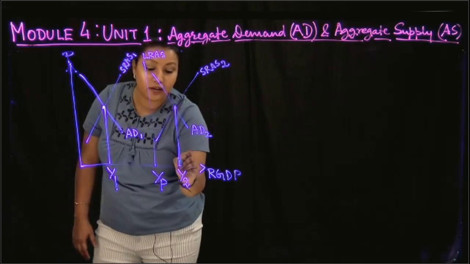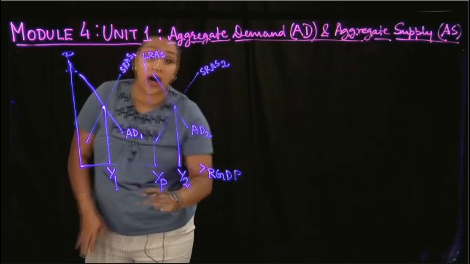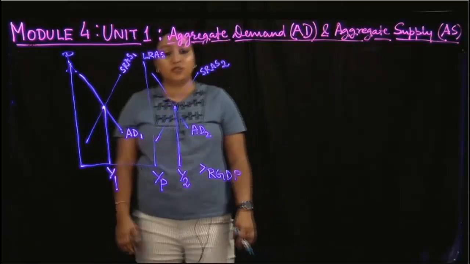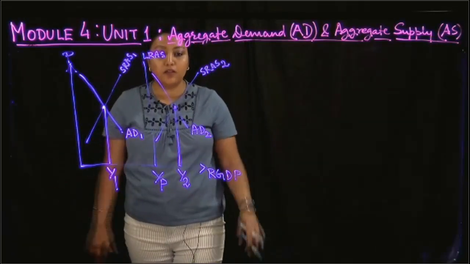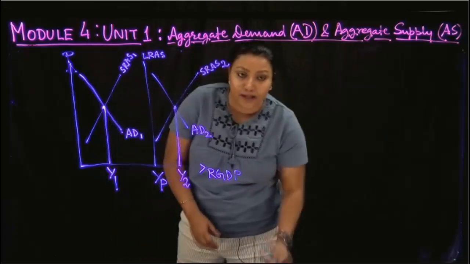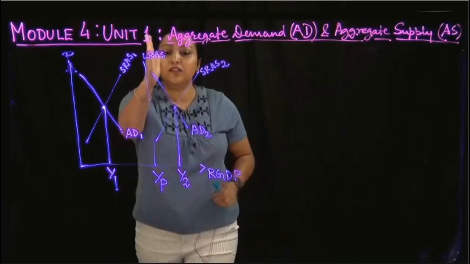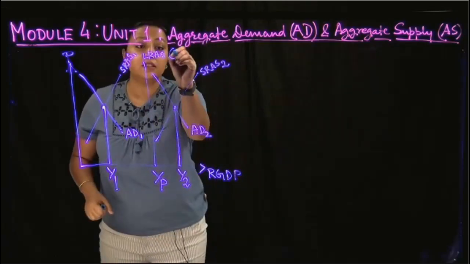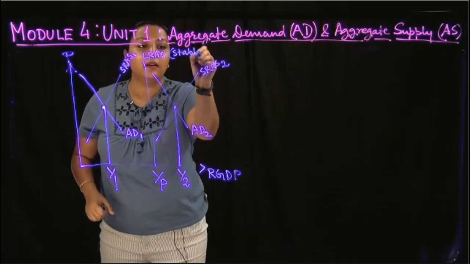And please note that here the actual real GDP is higher than the potential, isn't it? And I will tell you what these two things mean. But before that, please understand that this is the objective of the economy. This is the stable state for the economy.